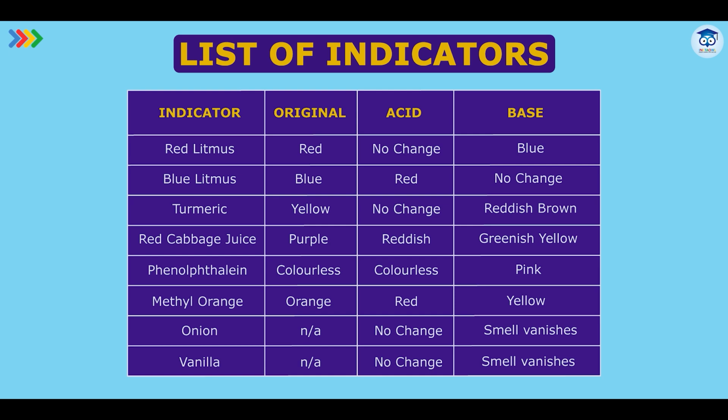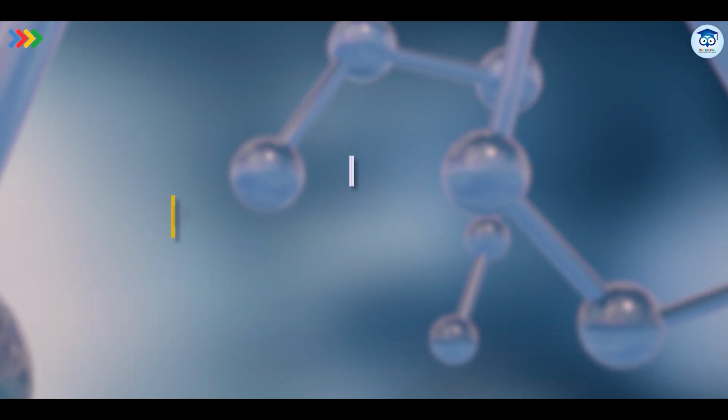Next, you can see for methyl orange, which is orange initially, it becomes red in acids and yellow in bases. In case of onion and vanilla, originally we can see there is no particular color for them, but when they are added to acids, we see there is no change. But in case of bases, we observe that their smell vanishes. So this is how these indicators show us change in acids and bases.